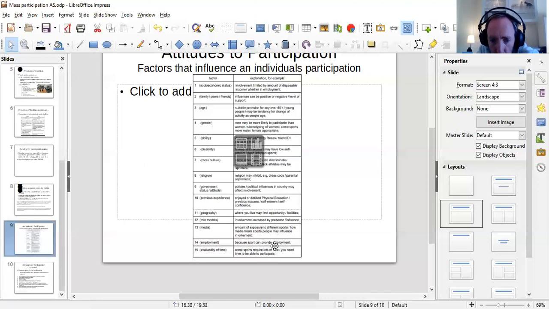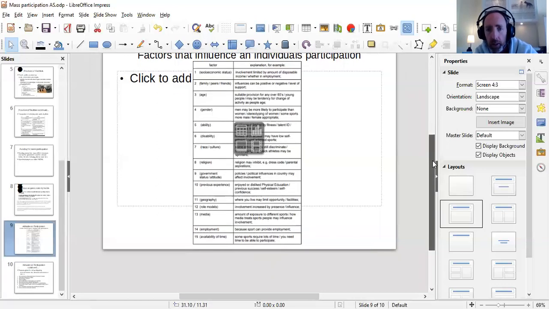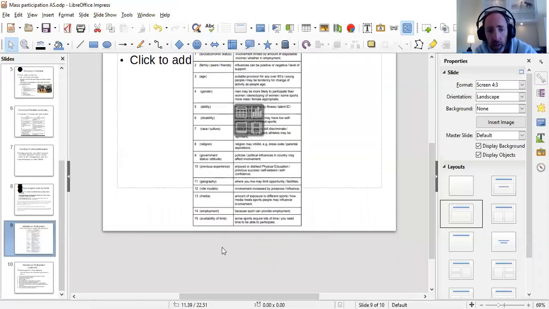Employment, because sport can provide employment, people get involved and take it to the next level for employment reasons. And people's participation may be affected by the availability of time. Some sports require lots of time. You need time to be able to participate, practice, train, etc. And if you haven't got the time, it might affect your participation levels.